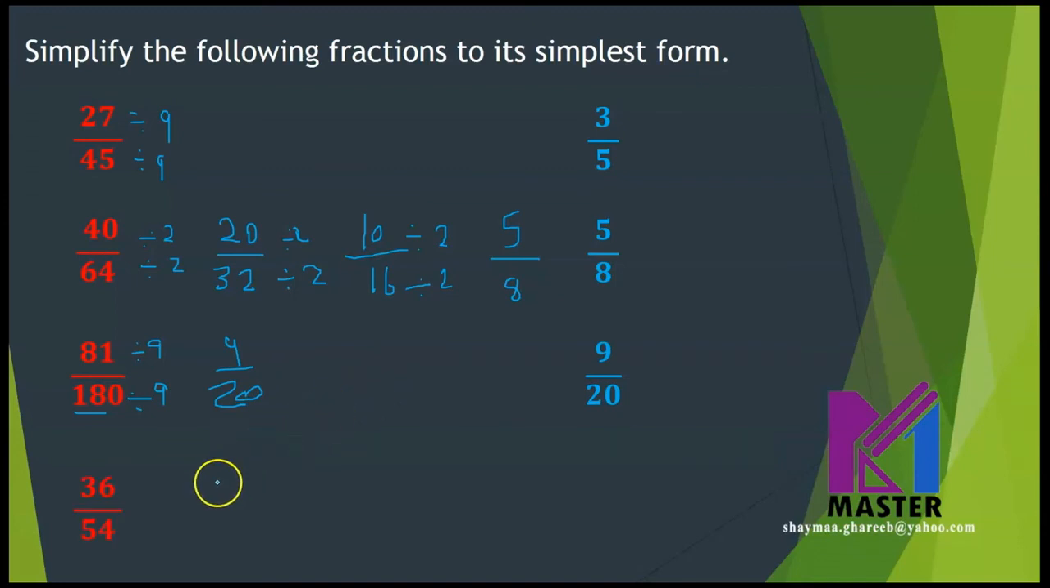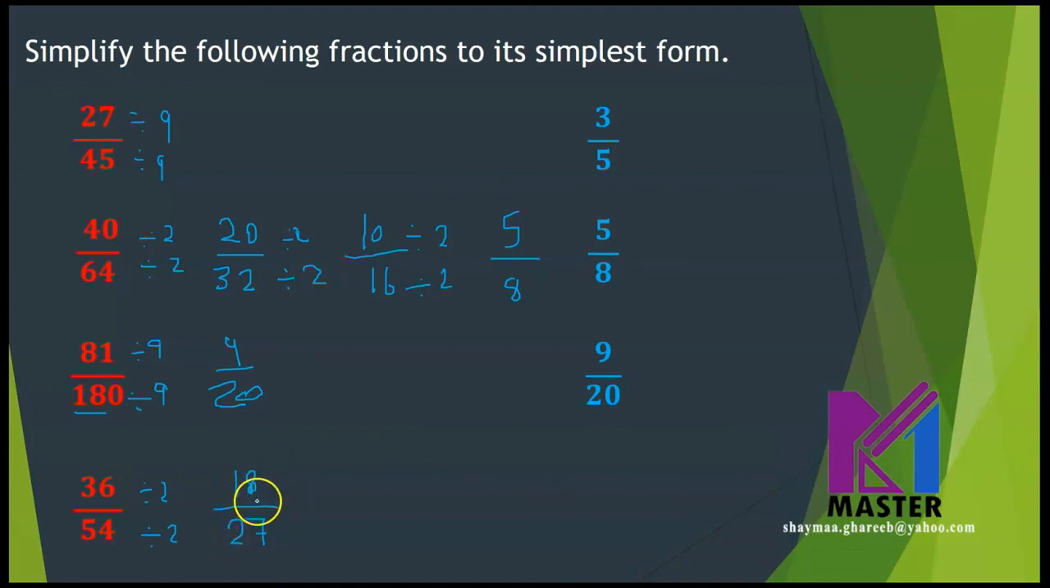Now, next example, 36 over 54. I can divide up and down by 2. Let's start with 2 because both of them are even numbers. 36 divided by 2 equals 18. And 54 divided by 2, half of 54 is 27. So my fraction will be 18 over 27. Can I divide both numbers by 2? 18 is divisible by 2, but 27 is not.